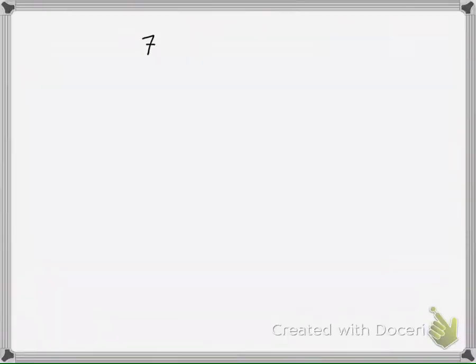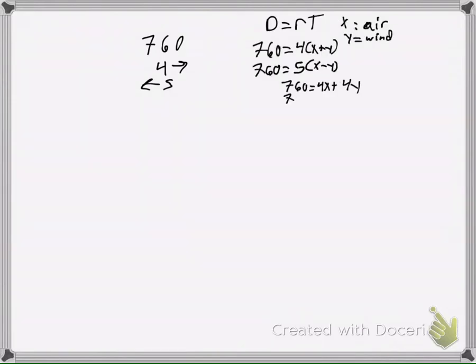So what we do is we set it up as 760 equals 4x plus 4y, and 760 equals 5x minus 5y, where x is the airspeed of the airplane, y is the wind speed. And then once you have those, you solve.